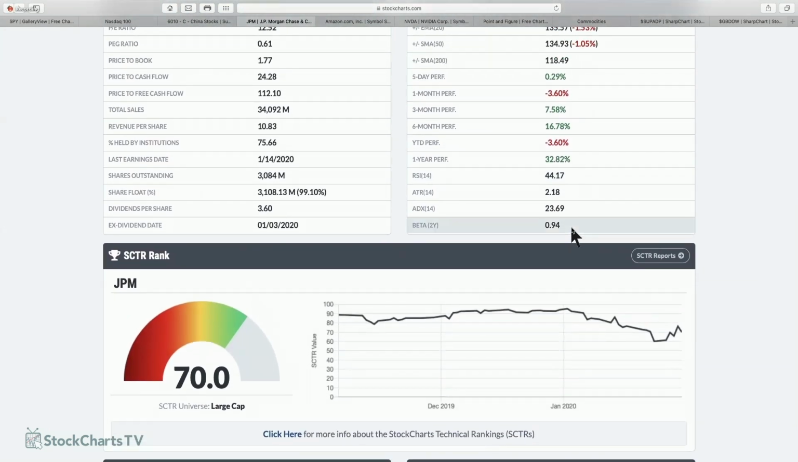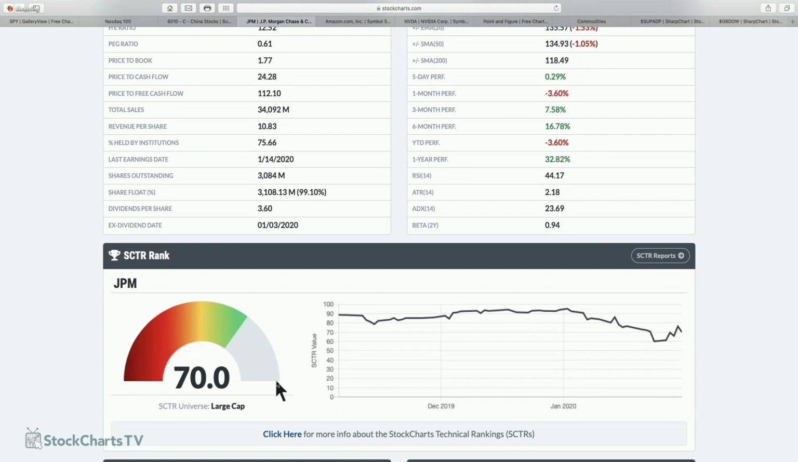One of the other things that I think, for everybody who's known me, the scooter ranking has been a very valuable part of stock charts for years now. We first rolled it out in 2007, so it's got 13 years of history. But here we have the gas gauge for how strong a stock is.